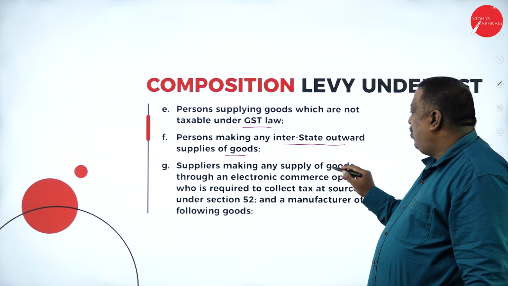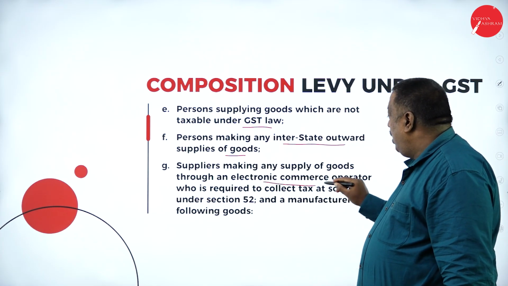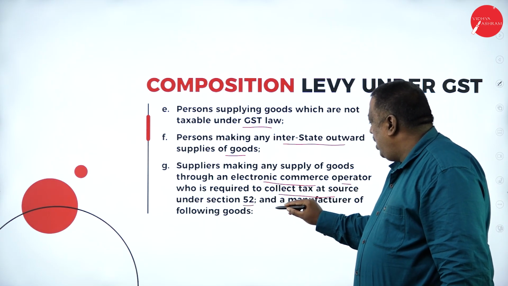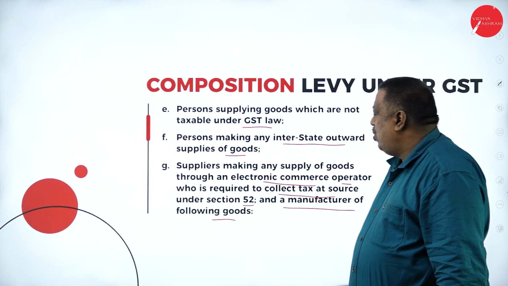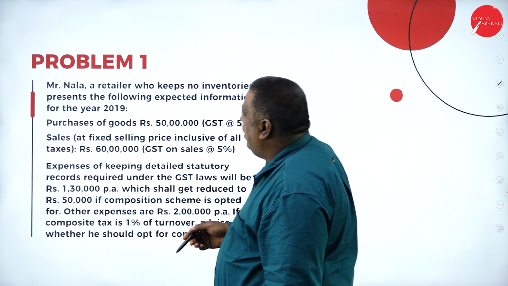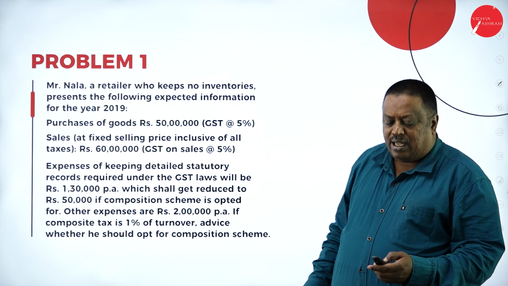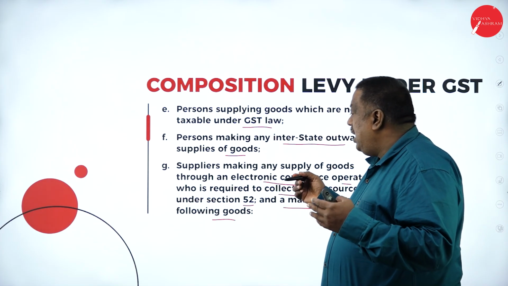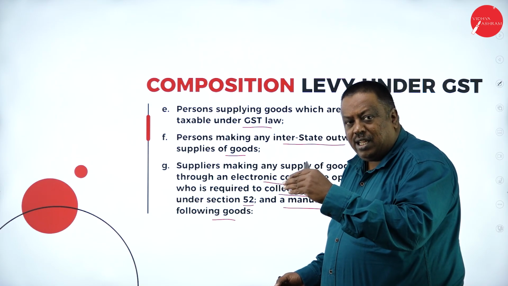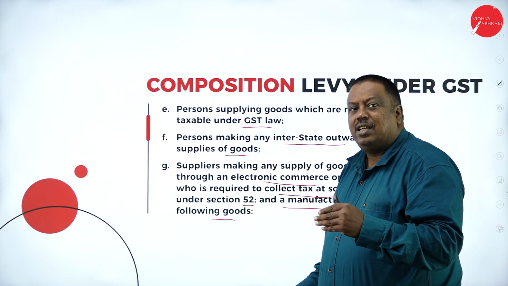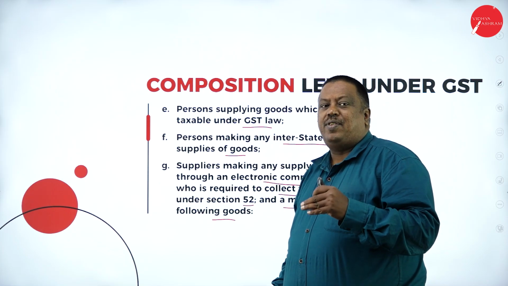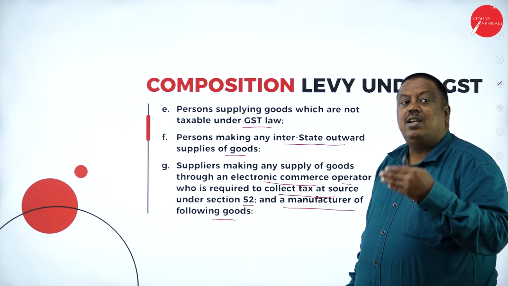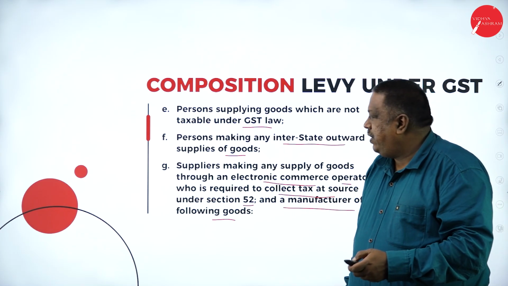Suppliers making any supply of goods through an electronic commerce operator who is required to collect tax at source under section 52, and manufacturers of the following goods. Now, they're saying that if I'm selling goods through an e-commerce operator, I will not get the composition scheme benefits, for goods which a manufacturer has supplied to the e-commerce operator for trading activities.